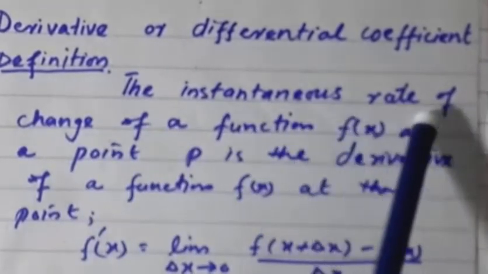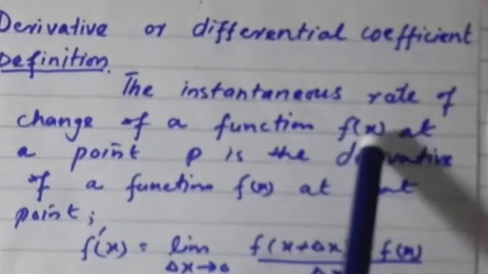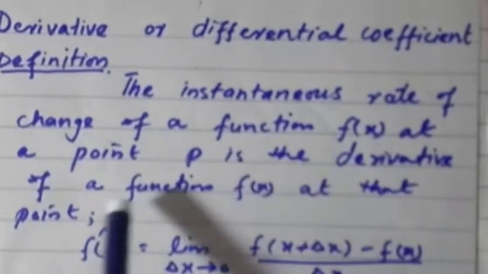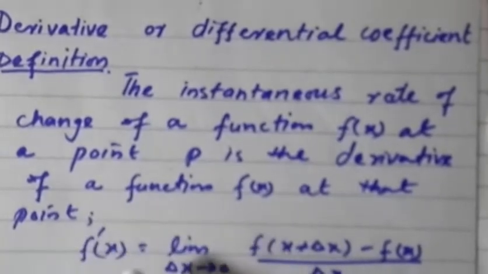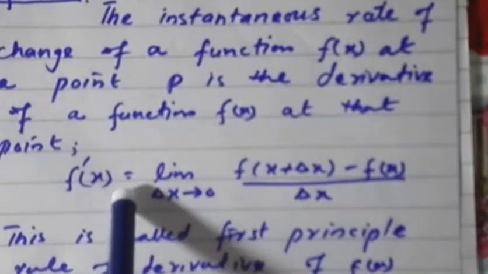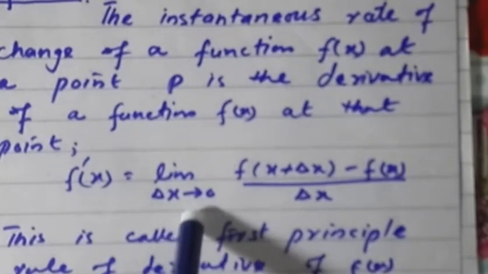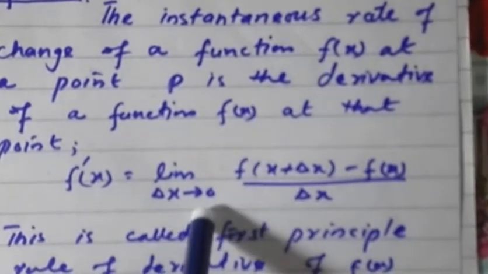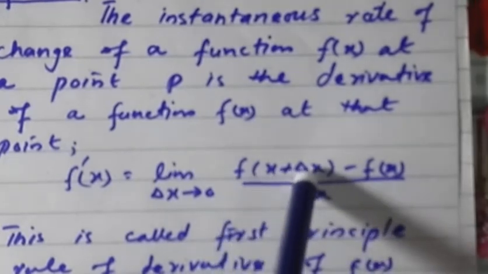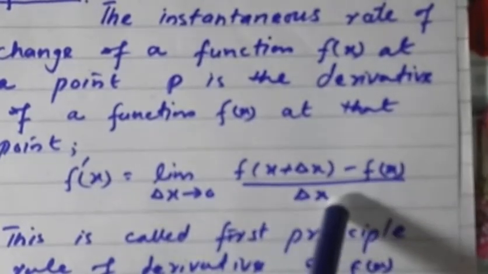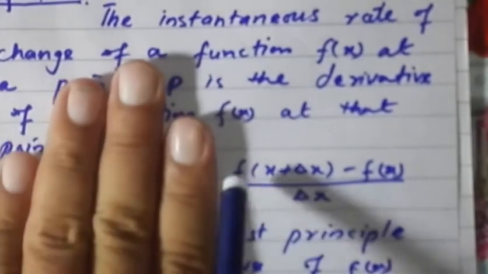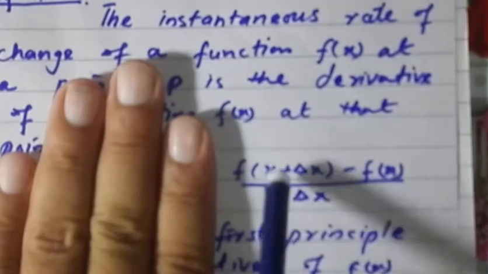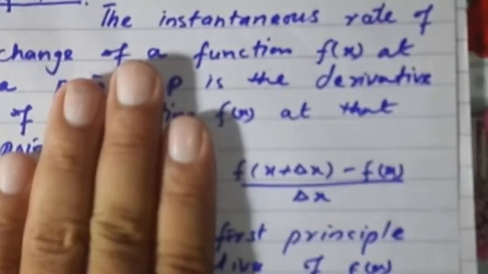Definition: the instantaneous rate of change of a function f of x at a point p is the derivative of the function f of x at that point, which is represented by f prime of x equals limit delta x tends to 0 of f of x plus delta x minus f of x, divided by delta x. If you remember, we write this as delta y by delta x, which is called the average rate of change.